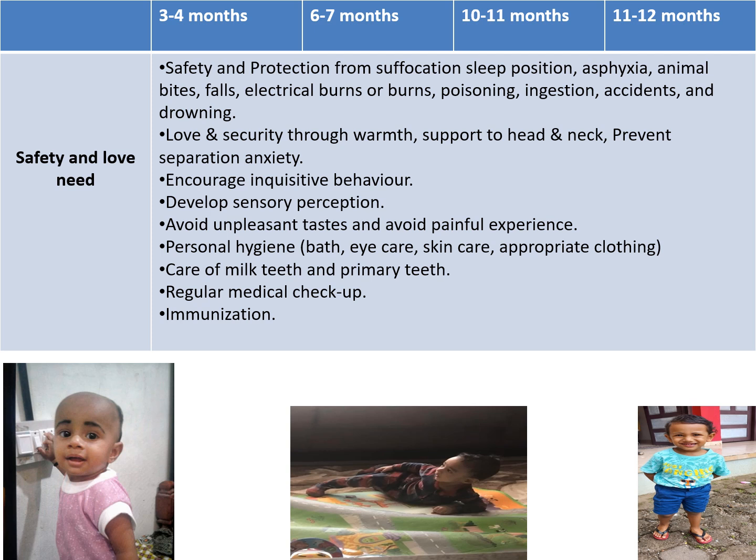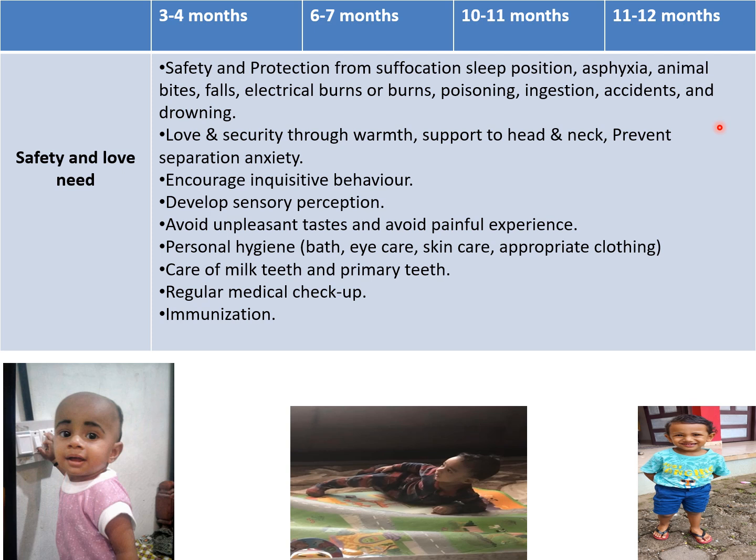Safety and love need. This is something you need to educate the parents about for a child up to 1 year of age. Safety and protection from suffocation, the sleep position. The child is not able to uncover themselves. So parents should be very careful about the sleep position, asphyxia, breathing difficulties, animal bites, falls, electric burns or any other burns, poisoning, ingestion, accidents and drowning.